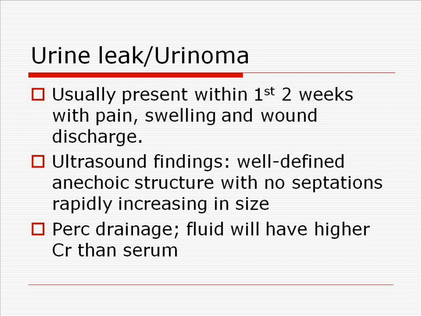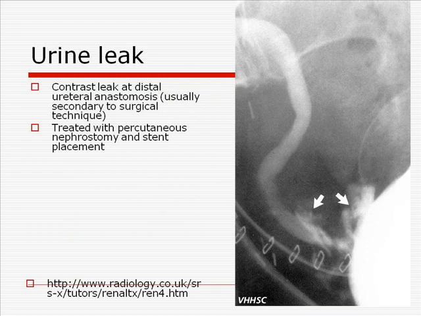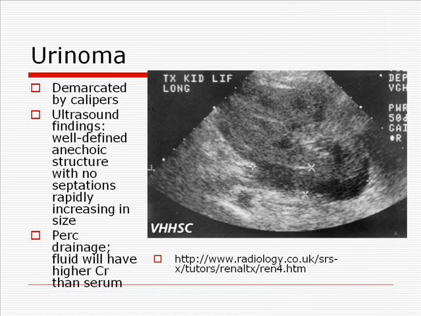ureteroneocystostomy site. On ultrasound, you should look for a well-defined anechoic structure with no septations that rapidly increases in size, and it's usually drained under ultrasound guidance. When you drain it, you'll find a higher creatinine level in the fluid that you aspirate than the serum creatinine level, and that differentiates a urinoma from a lymphocele or seroma. Other diagnostic tests include a cystogram, which could show leakage from the bladder, or a radionuclide tracer scan, which can show tracer in the area that was previously cold.